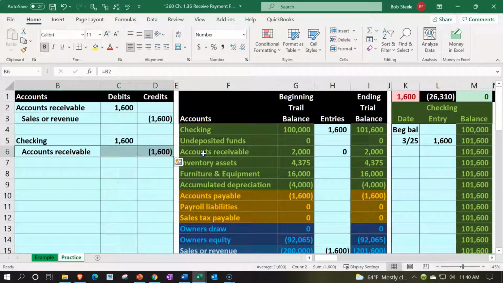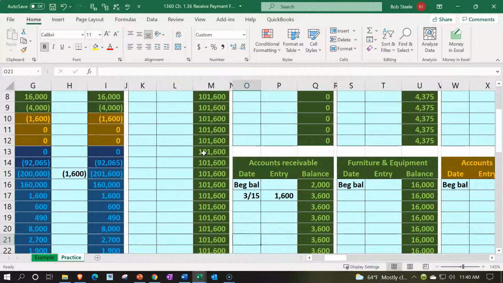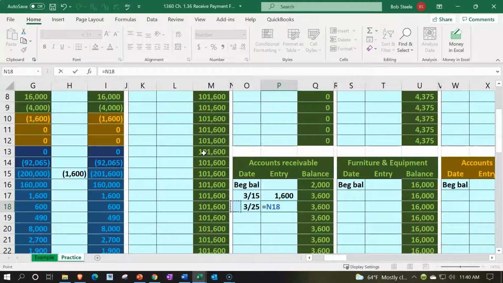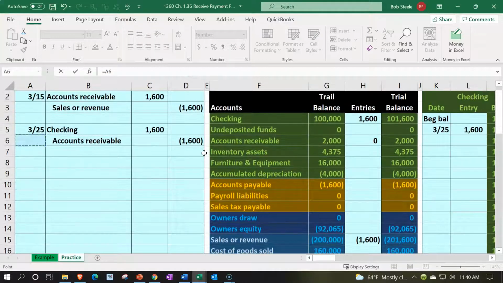Accounts receivable, third account on the trial balance. Therefore, also third account on the GL, the general ledger. There it is. So this happened on 325, we're saying. We're in cell P18. I'm going to say equals. Hold the left arrow till we hit the wall. And then scroll back up. And we're picking up that 1,600.